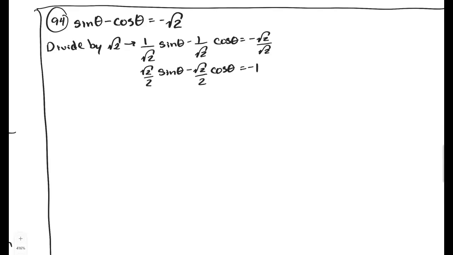Okay, the goal is when you divide, choose something so that the numbers in front of the sine and cosine are an ordered pair on the unit circle. And it just takes a little bit to figure out what that's going to be. Most of the time, you're going to be dividing by either 2 or square root of 2 if you're dealing with sines and cosines.